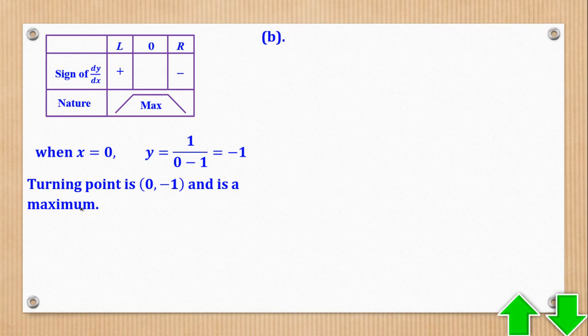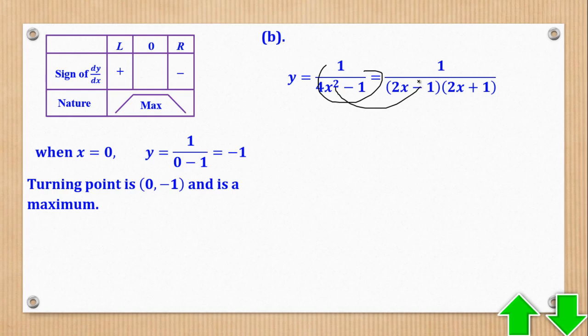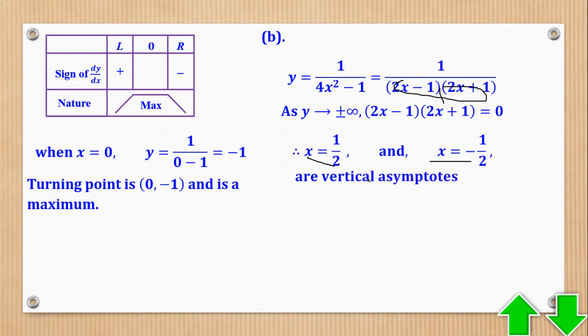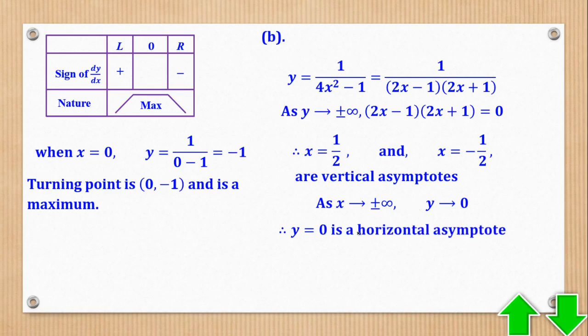Part B, they wanted the asymptotes, yeah? They wanted the equation of the asymptotes. So I'll say this one can be factorized to give you this denominator. As y tends to plus or minus infinity, the denominator equals 0, giving you this and this as the vertical asymptotes. And as x tends to plus or minus infinity, we get 1 over infinity, which gives you 0. So y tends to 0, therefore y equals 0 is the horizontal asymptote.